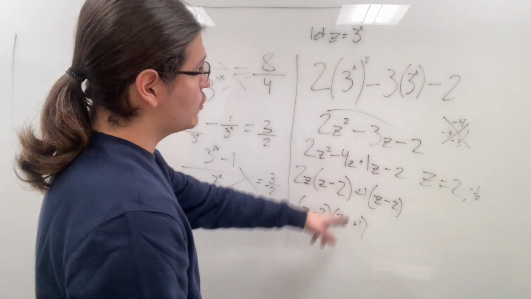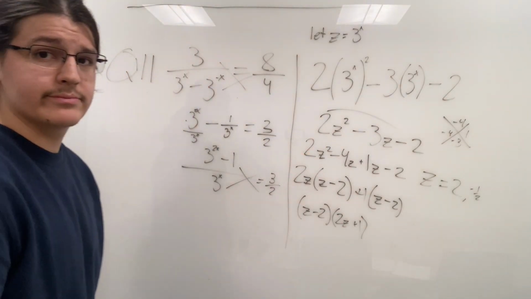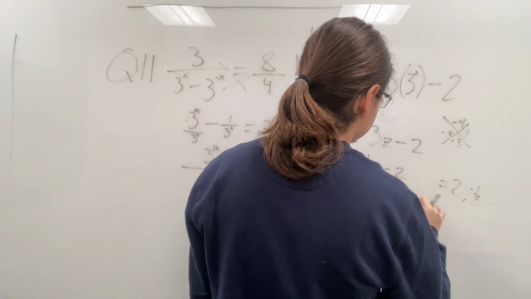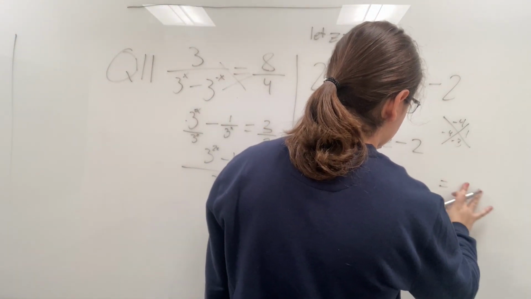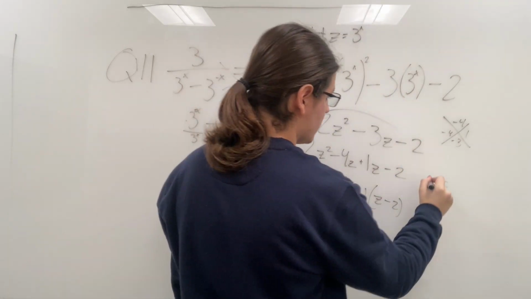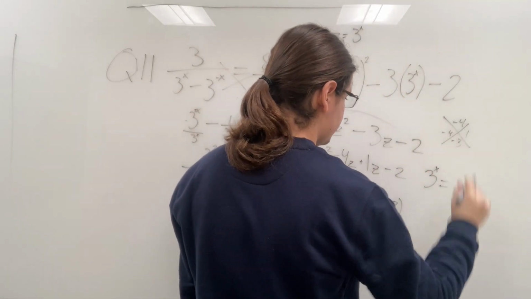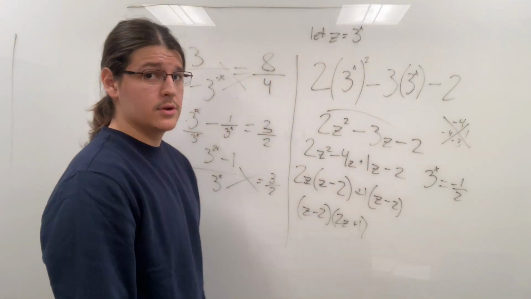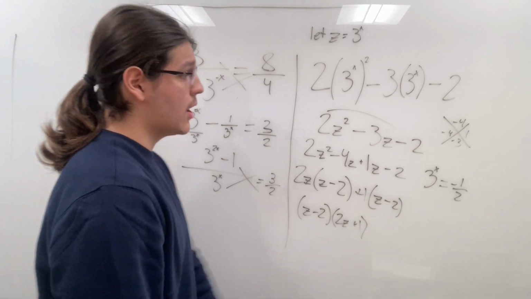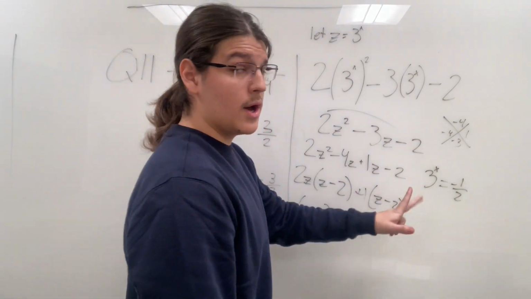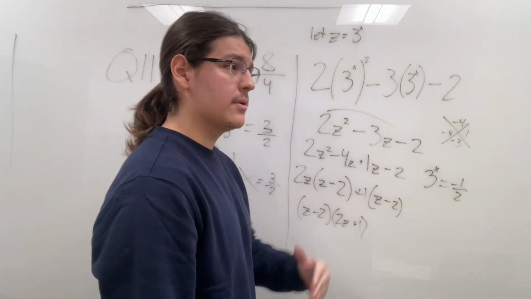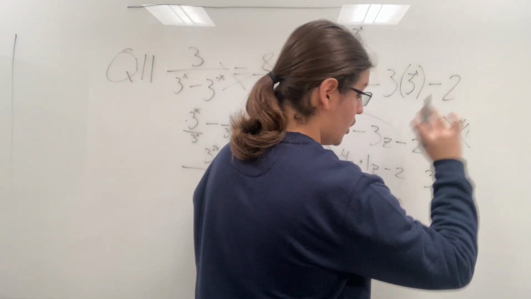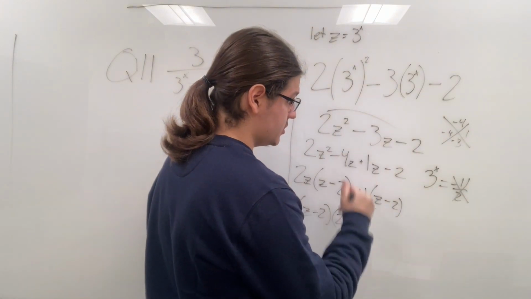And now we can redo our substitution. Instead of z, we put it back in. 3 to the x equals negative 1 over half. Is this possible? No. We went through this once before. A regular number, not negative, to the power of x will never be negative. Never. So this is not true. That is a false solution.